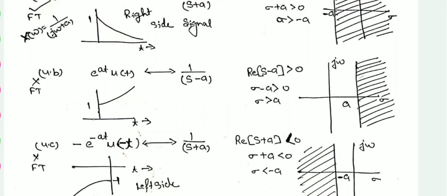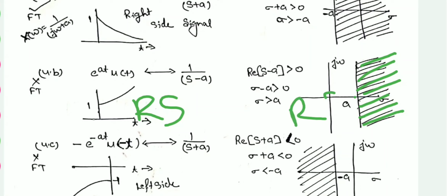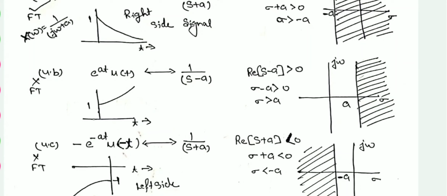Okay, when we plot it, a is on this side and the ROC becomes right sided. As the signal is right sided, the ROC is also to the right of a. And we notice that this signal increases exponentially and its convergence is not possible. Therefore, the Fourier transform of this signal is not possible.